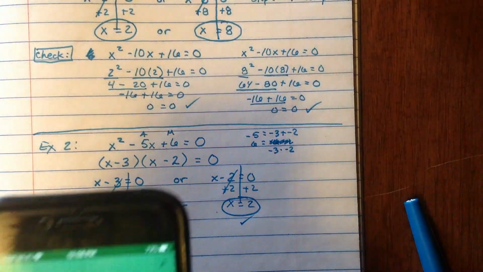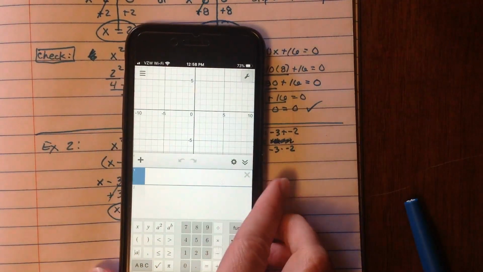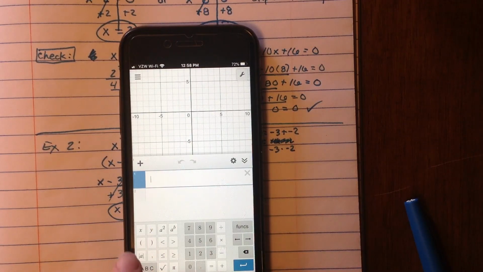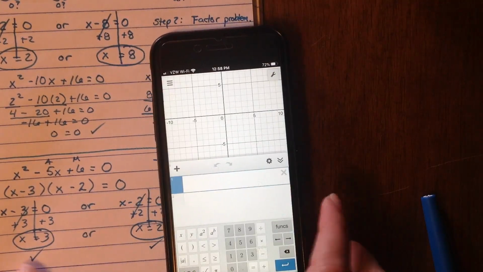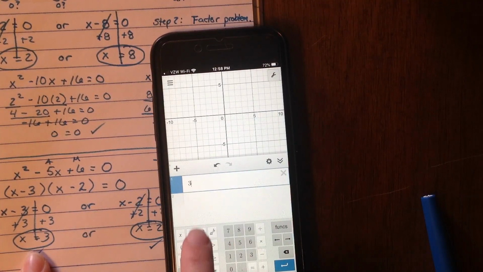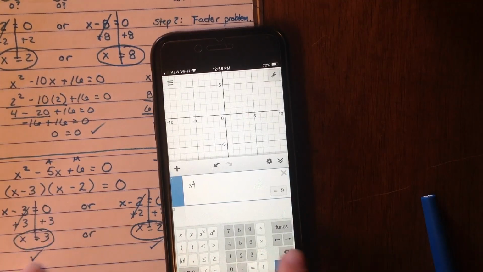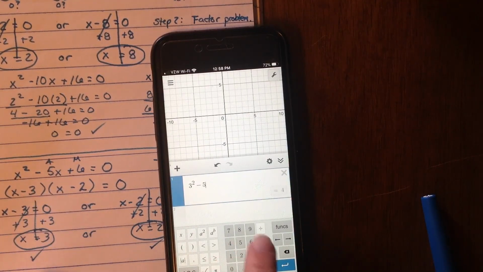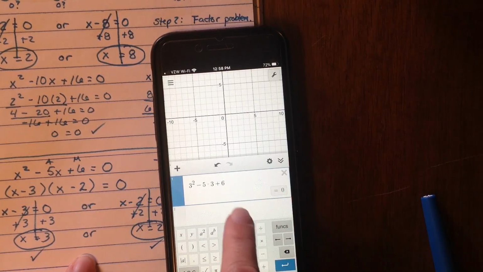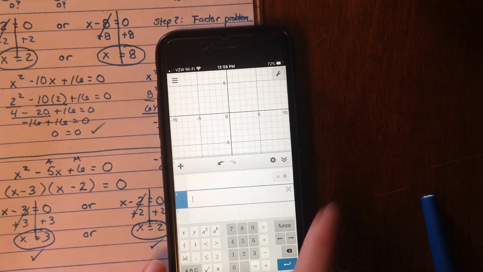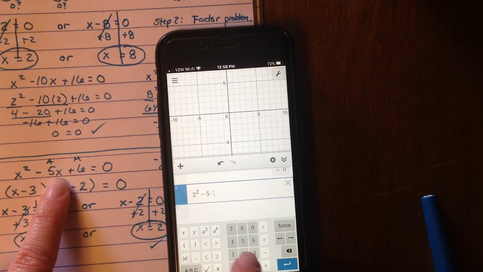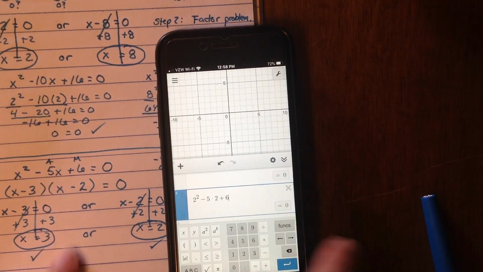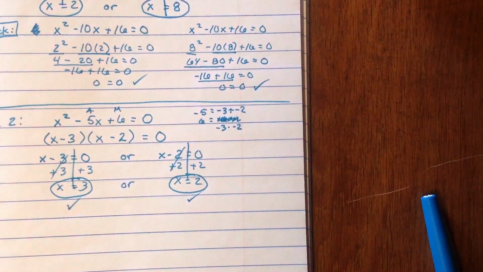You can type this into your black calculator as well if you've got it, but we'll type this in Desmos. In order to check our work, we could plug in 3 here, so 3 squared minus 5 times 3 plus 6. Notice it comes out to be 0, and you can also check the answer 2, so 2 squared minus 5 times 2 plus 6 also gives me the answer 0, and so I know both of my answers are correct. And that's it.